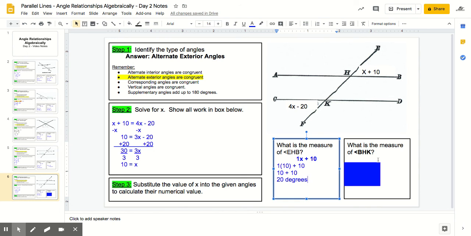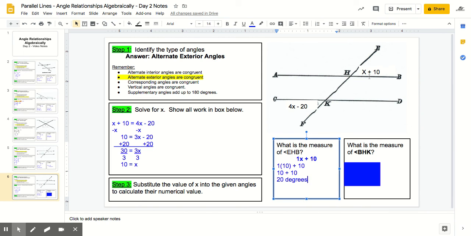Now be careful in the second text box. I'm asking you, what is the measure of angle BHK? BHK is the angle right here. I did not give you an algebraic expression there, which means you need to use another type of angle relationship to help you figure out what this angle is. Again, the angle that we just found the measure of, which was angle EHB, and this angle BHK are supplementary angles. They're on the straight line. They're right next to each other. So together they have to add up to be 180 degrees.